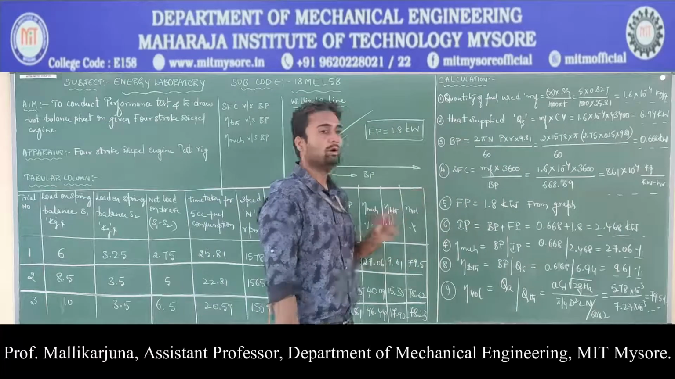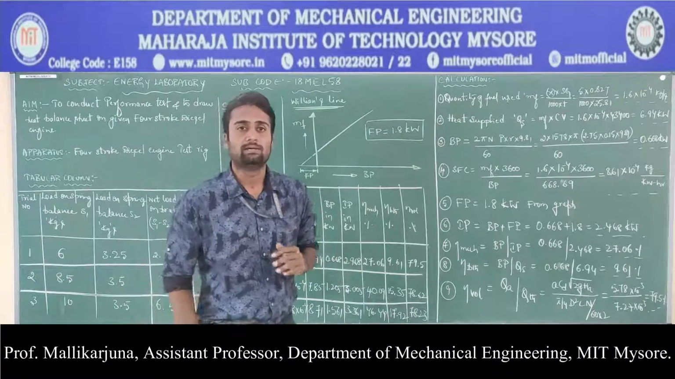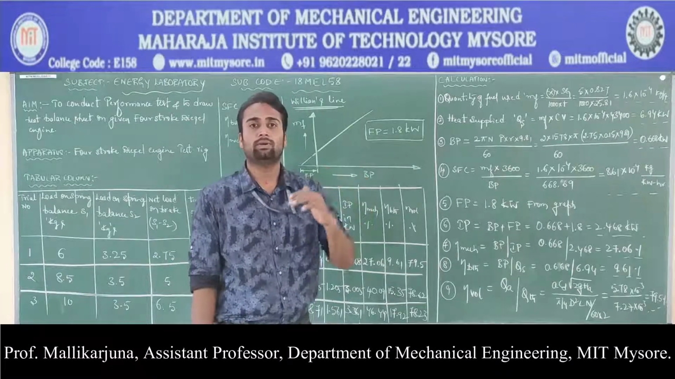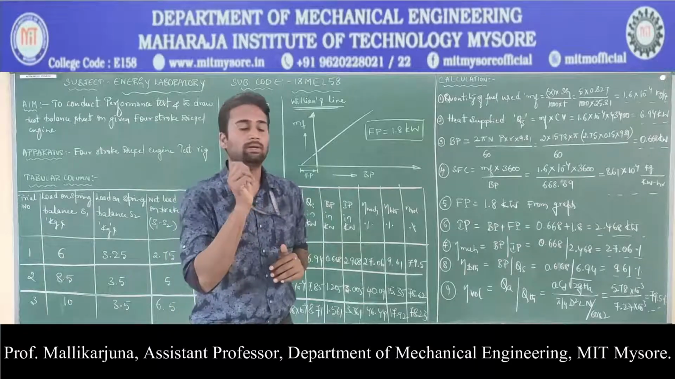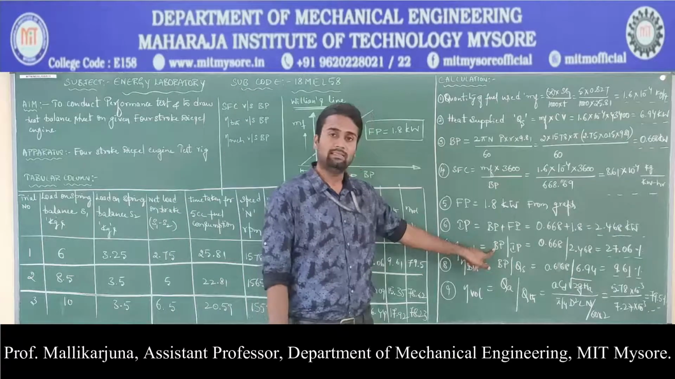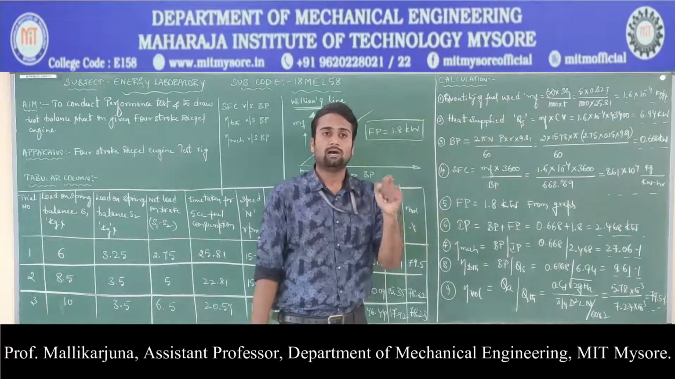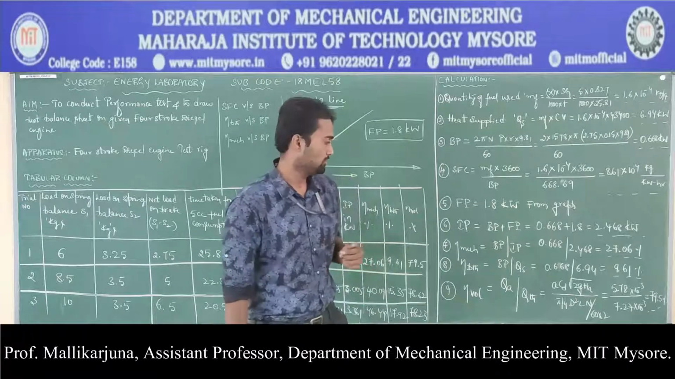Next thing is I need to look onto the mechanical efficiency. What does mechanical efficiency say? Mechanical efficiency is nothing but the ratio of brake power to the indicated power. In the sense, brake power is nothing but the power available at the shaft. Indicated power is nothing but the power which is available inside the engine cylinder as soon as fuel is burned.